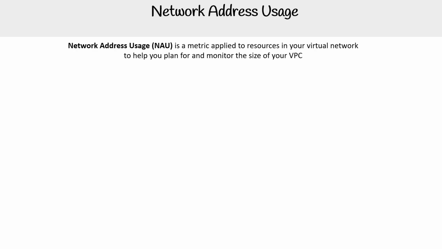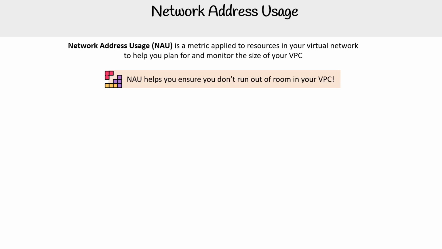Network address usage, also known as NAUs, is a metric applied to resources in your virtual network to help you plan for and monitor the size of your VPC. NAUs help you ensure you don't run out of room in your VPC by giving you a rough calculation that you are approaching the max. I've never had to use NAUs, but I imagine for enterprise architects this could be a concern when you have a lot of resources. So this definitely could be something useful for enterprise architects.